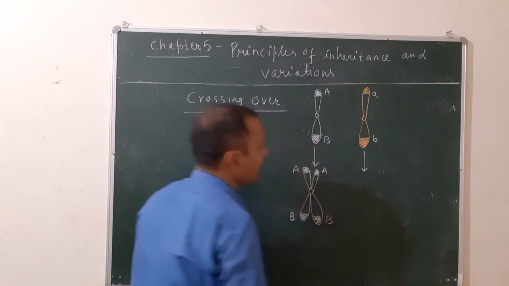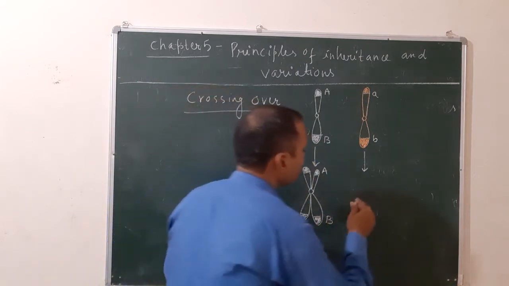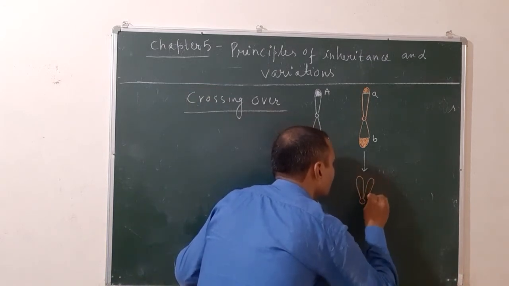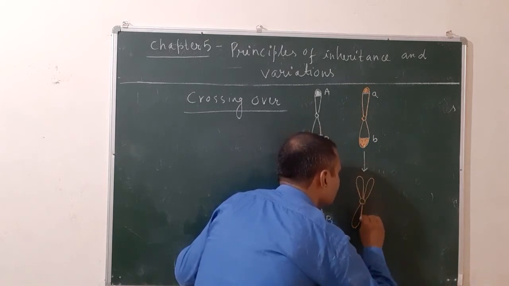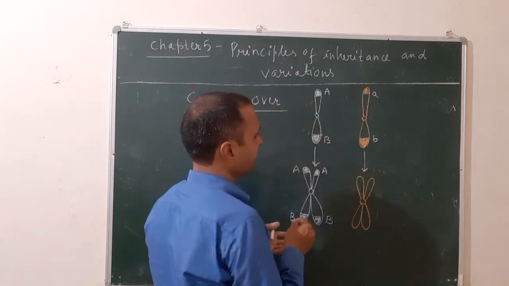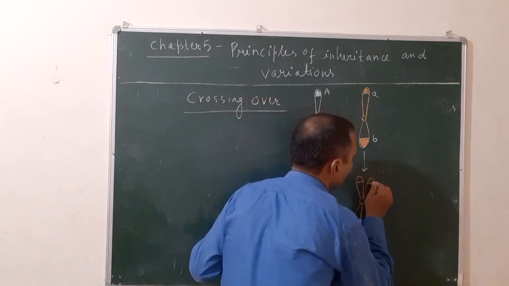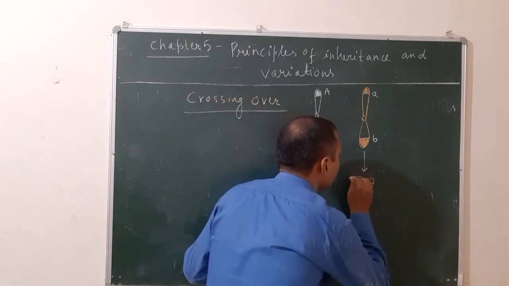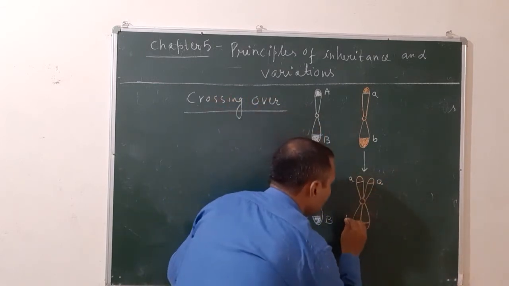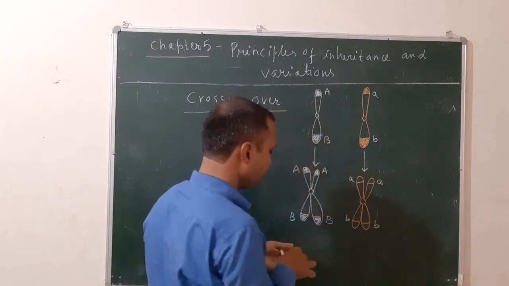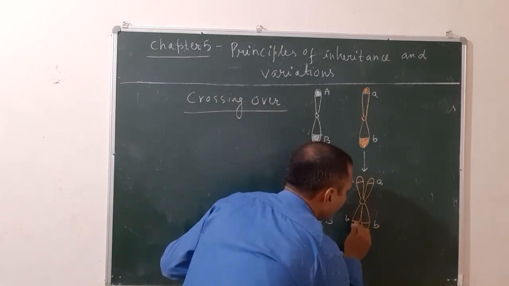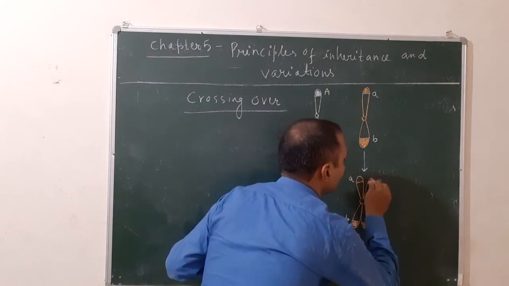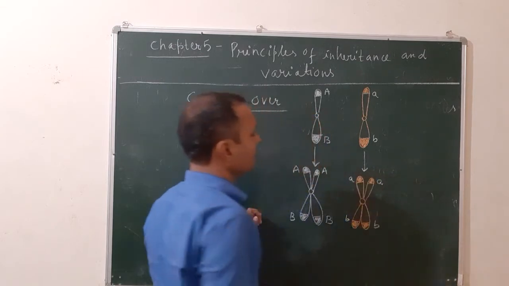This is step 1, DNA replication. Replication takes place here also, and there is a replication of the genes along with the DNA. So there will be small a, here also small a, and here small b, and here also small b. This is the first step, duplication of the chromosome during crossing over.